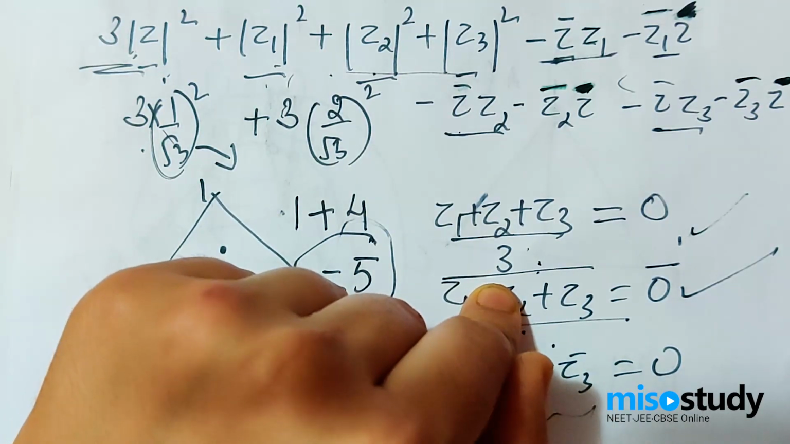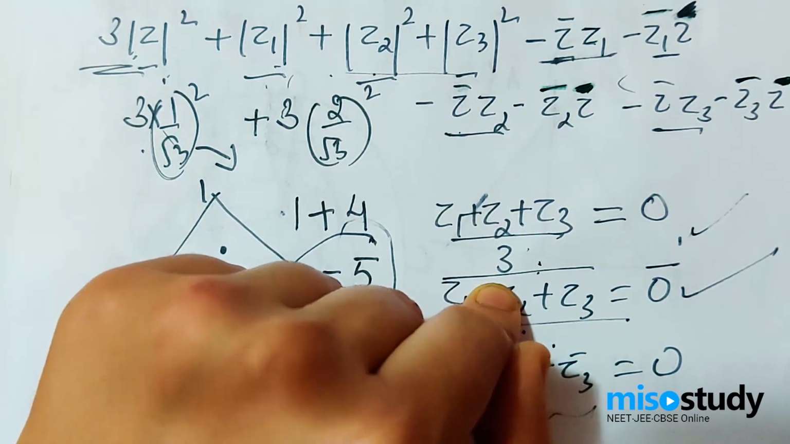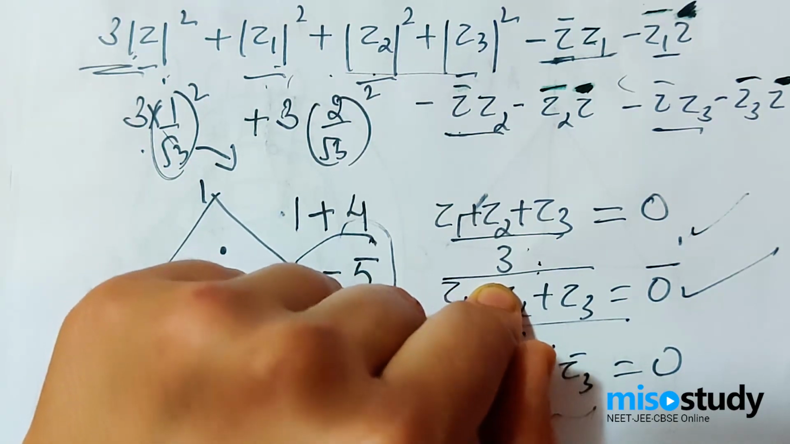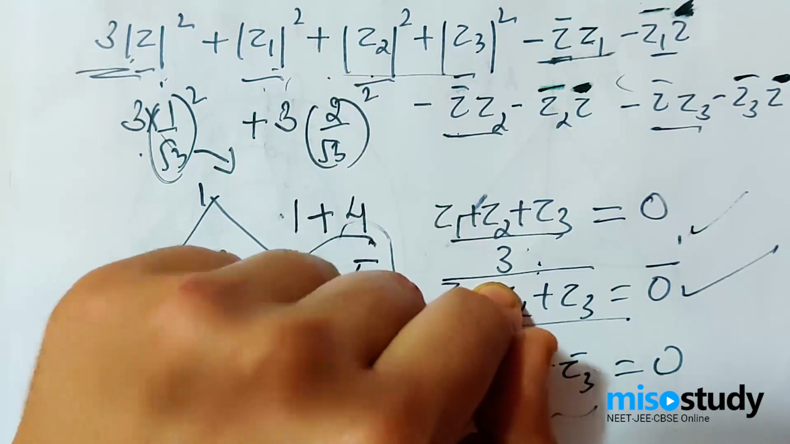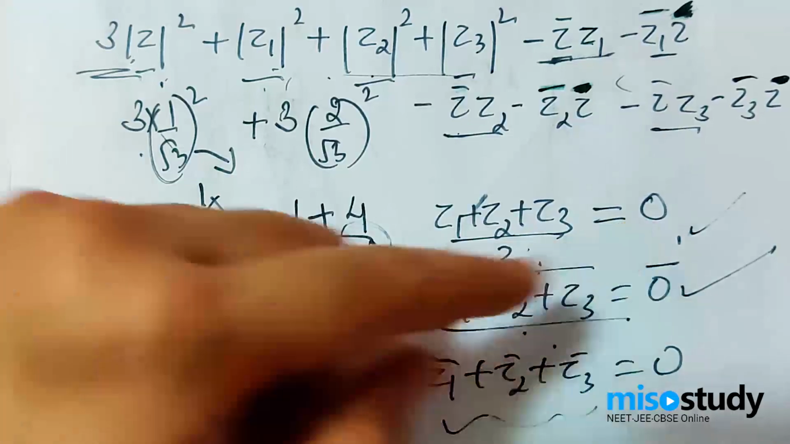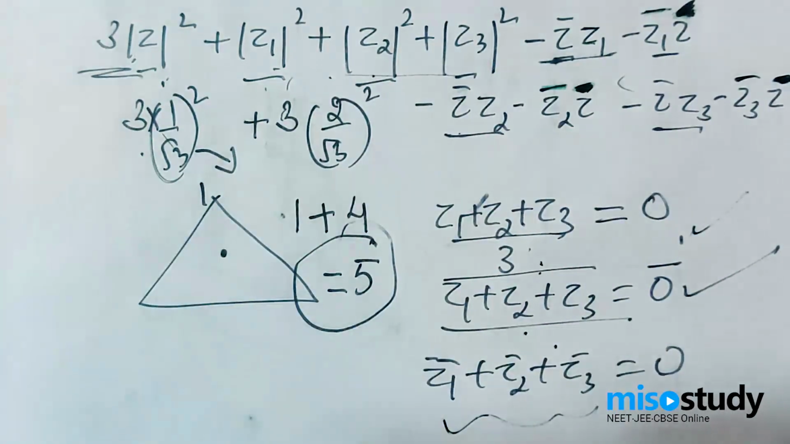In this case, the centroid is 0, because in the case of an equilateral triangle, the circumcenter and centroid are at the center, so they coincide. Since the circumcenter is the origin in this case, the centroid would also be the origin, and hence this turns out to be 0, and so is its conjugate. Okay, I've already explained it to you.